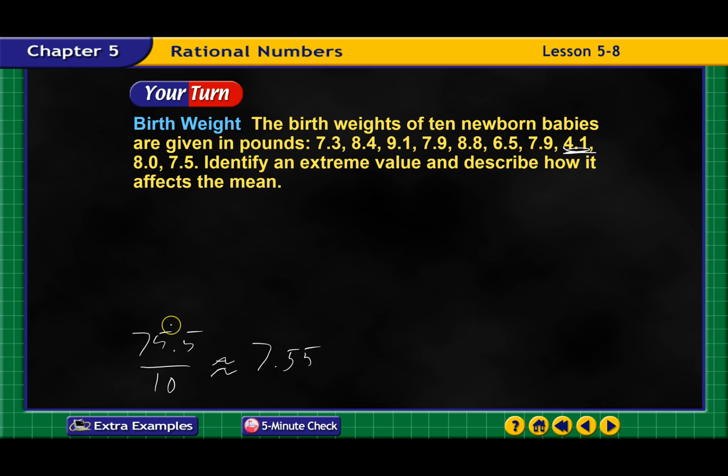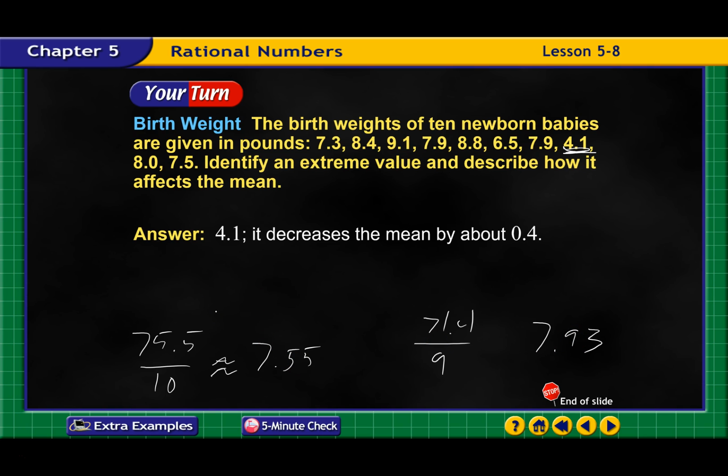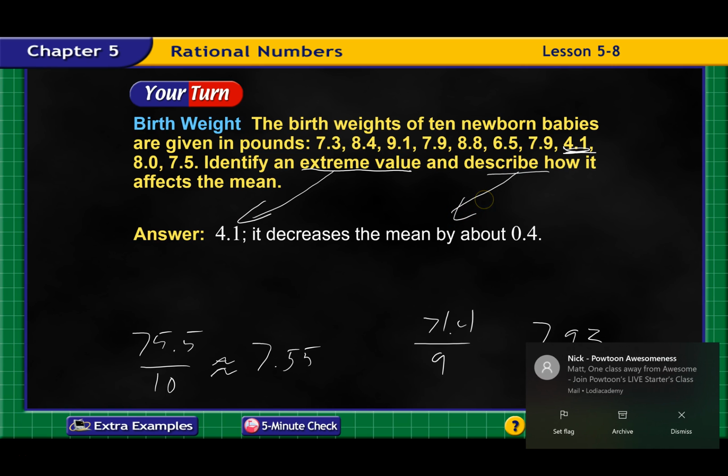So if I took 4.1 out of here and take 1 less here, that's going to give me 71.4 over 9. So let's divide that by 9, and that gives me 7.93. So it raises it by approximately 0.4. That's what I would say. Oh, sorry. The extreme, identify the extreme, 4.1. Describe, it moves it by 0.4.